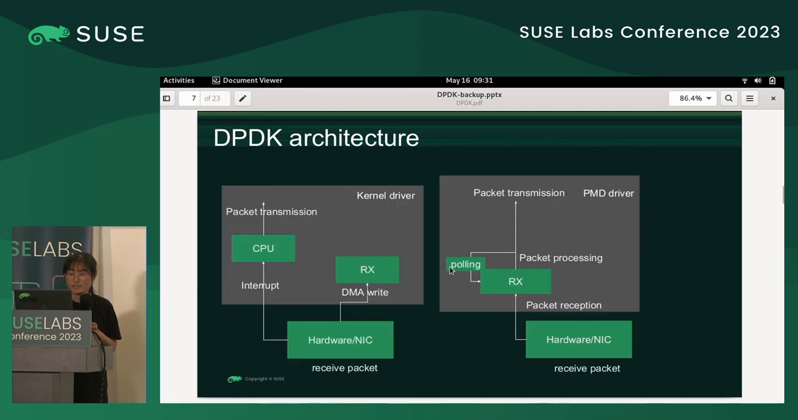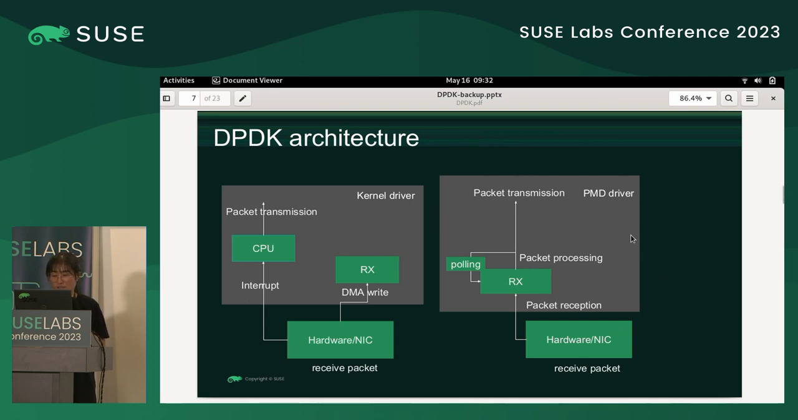So we can see the flow for the different scenarios. The left is for the traditional network stack. If the network card receives a packet, it will write the packet to memory, and then the hardware will notify the CPU by an interrupt. When the CPU gets the interrupt, it will transmit the packet. So the process includes the memory write and the interrupt, and the CPU helps to transfer the packet. If there are a lot of packets to transfer, there will be a lot of interrupts. That will be overhead for the performance.